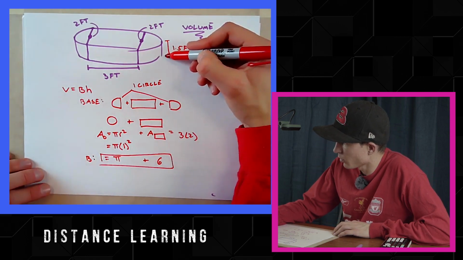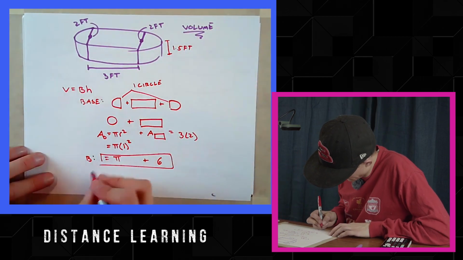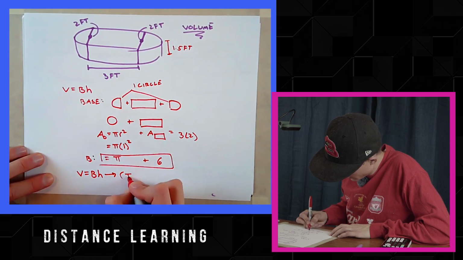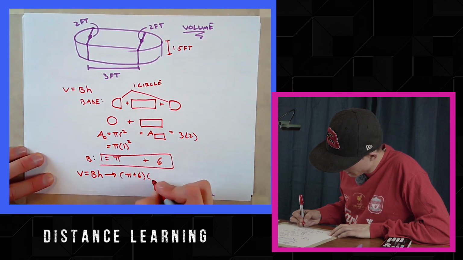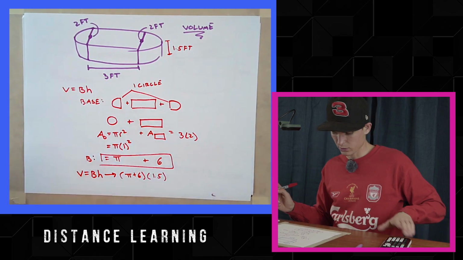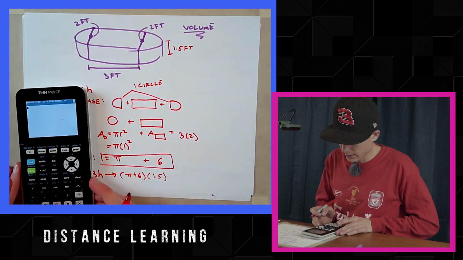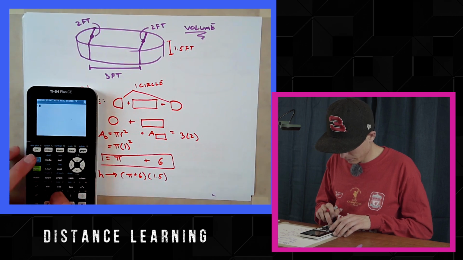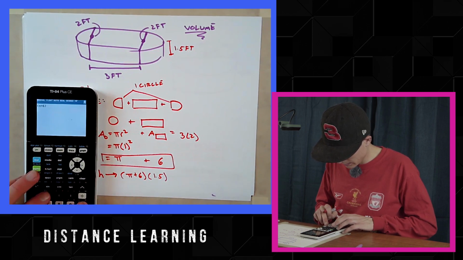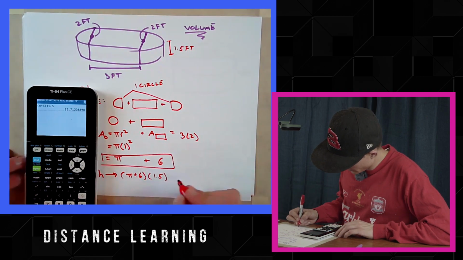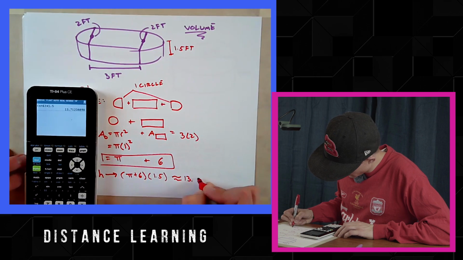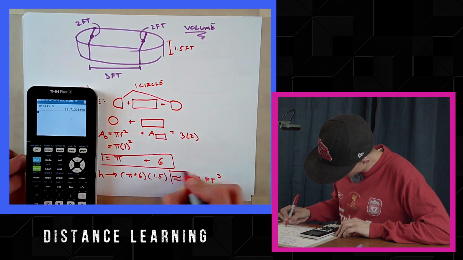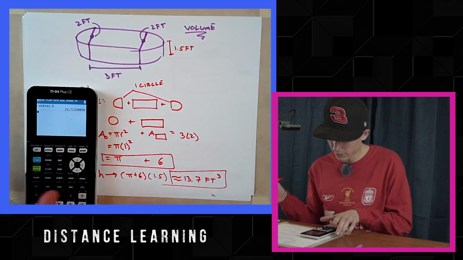Now I'm stacking that shape up 1.5 feet tall. So volume, base times height, is going to be, we found my base, it's pi plus 6, times the height. My height is 1.5. So we learned from the last example that the book used the pi button. So if I do parentheses, pi plus 6, times 1.5, you'll see it's about 13.7 cubic feet. And that's really all there is to it.